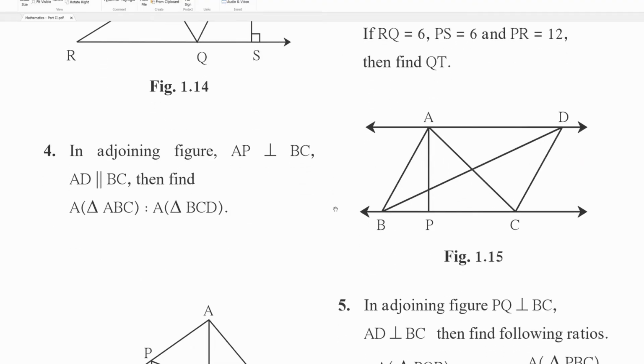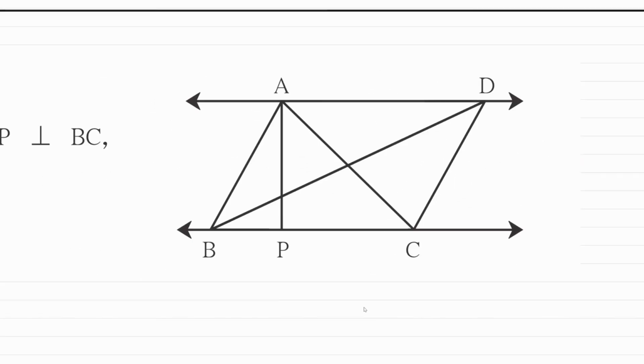So here is problem number 4. Let me enlarge this diagram first. Okay, here it is. Now let me find out what triangles I can see here. I can see triangle ABC. Then I can see triangle BDC. Then I can see triangle BAD. And then I can see triangle ACD.